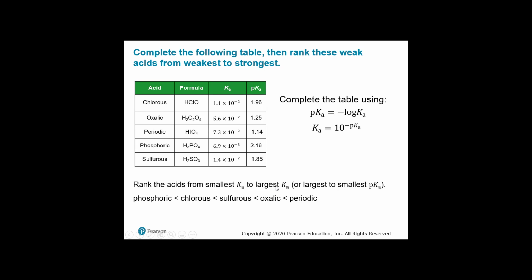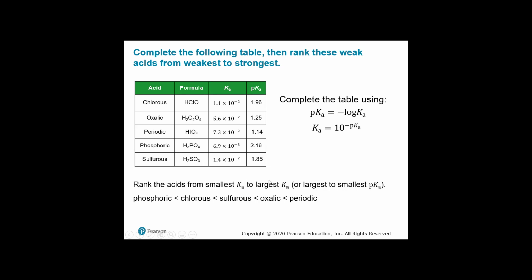So if you plug those in, and hopefully you should try plugging them in and make sure that you have these values. So then I have given these values. So you should be comfortable going back and forth. So this would be a good exercise to try and make sure that you have these values. So rank the acids from smallest Ka to largest Ka, or largest to smallest pKa.